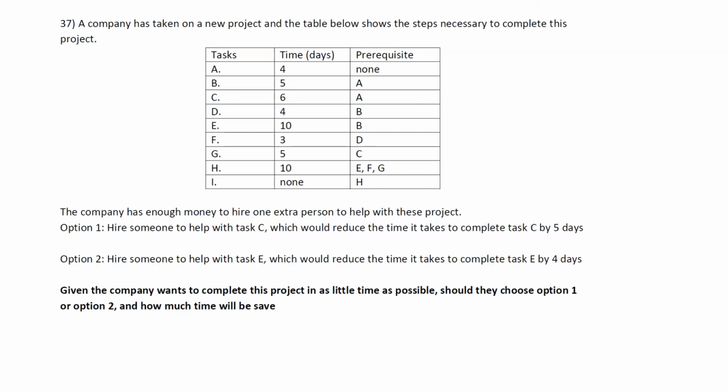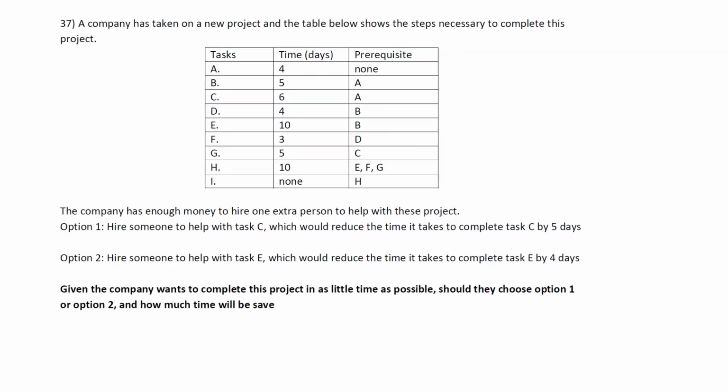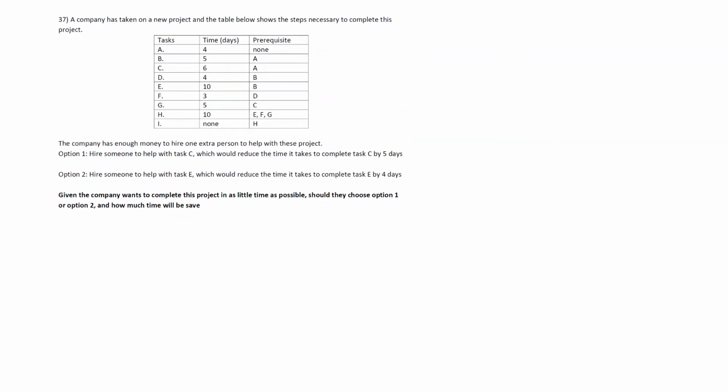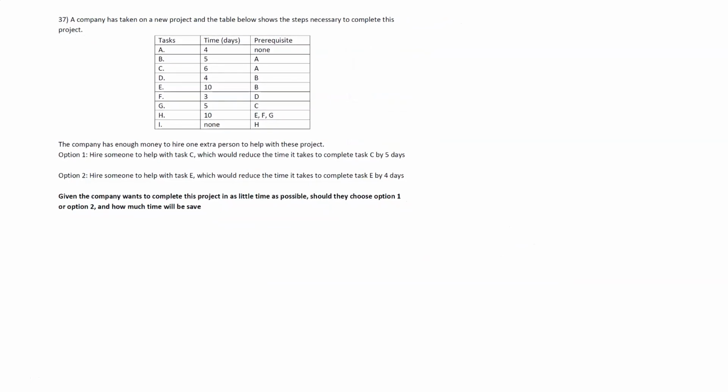The second option is to hire someone to help with task E, which would reduce the time it takes to complete that task by 4 days. Given that the company wants to complete this project in as little time as possible, should they choose option 1 or option 2, and how much time will it save on completing the whole project? So this is a variation on a critical path task. So we're going to start off by creating the critical path graph.